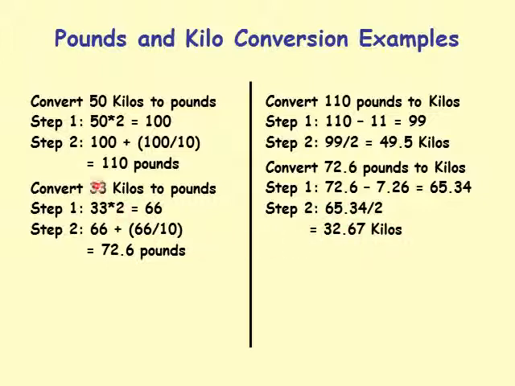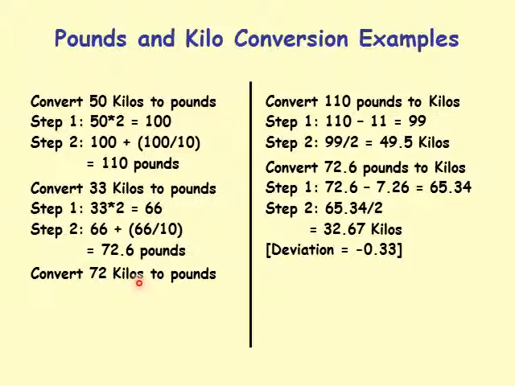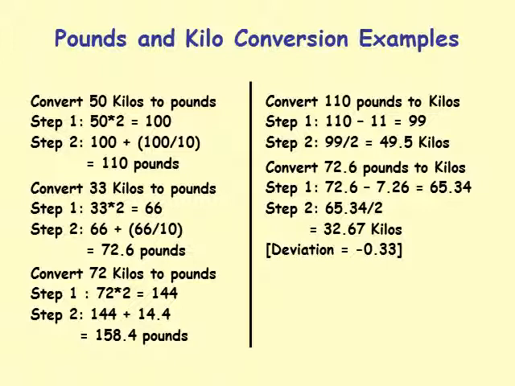So we started with 33 and lost 0.33 kilos in approximations. Okay. So we are undershooting here, and deviation is minus 0.33. Here deviation was minus 0.5. It was still undershooting. Let's continue here. Another example. Convert 72 kilos to pounds. 72 multiplied by 2, getting 144. Add a tenth, 144 plus a tenth of this, 14.4, is 158.4 pounds. 72 kilos is 158.4 pounds.